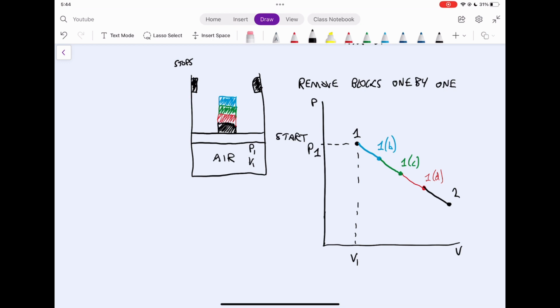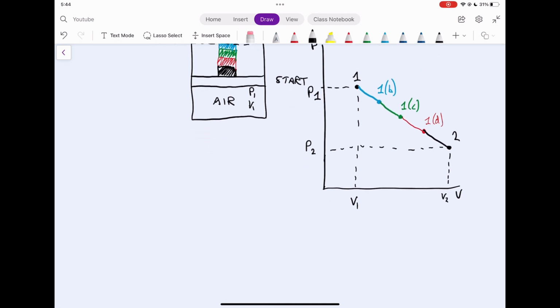Now in real life, we could take out these 4 blocks and we would get a similar path to what we just saw here. We would go from 1 to 2 along a similar path. Just to look at what's happening, whether we remove the 4 blocks all at once or one by one, eventually the piston moves from the start to the final position by moving up.